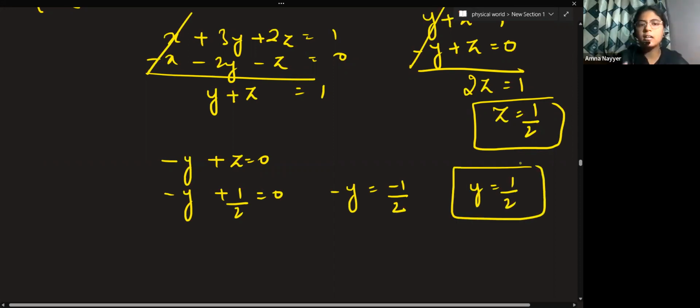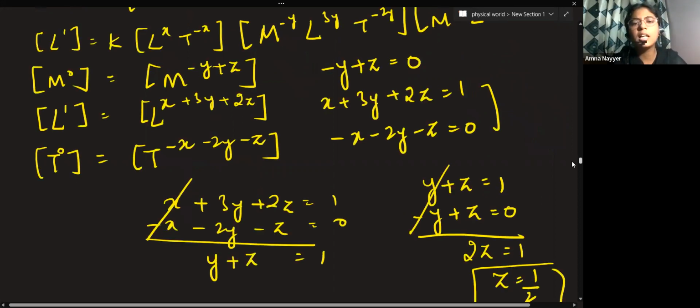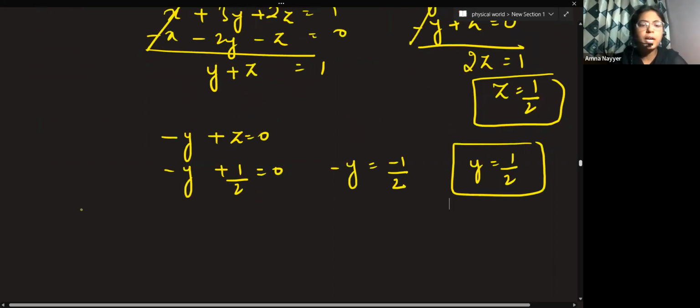Now, y, z are known. You can get the value of x. Put it in any equation. Put it in the last equation. It is minus x minus 2y. Y is what? Half.